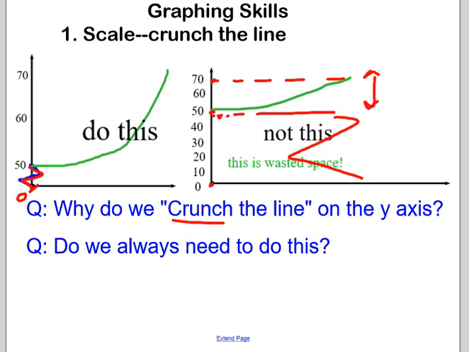We only ever crunch data on a y-axis, never an x, and we do not always need to do this. It is only done when there will be a very large sort of dead space or empty space at the bottom of the graph. You would also never crunch data in the middle of a graph. It would only be between 0 and your first measured data point.